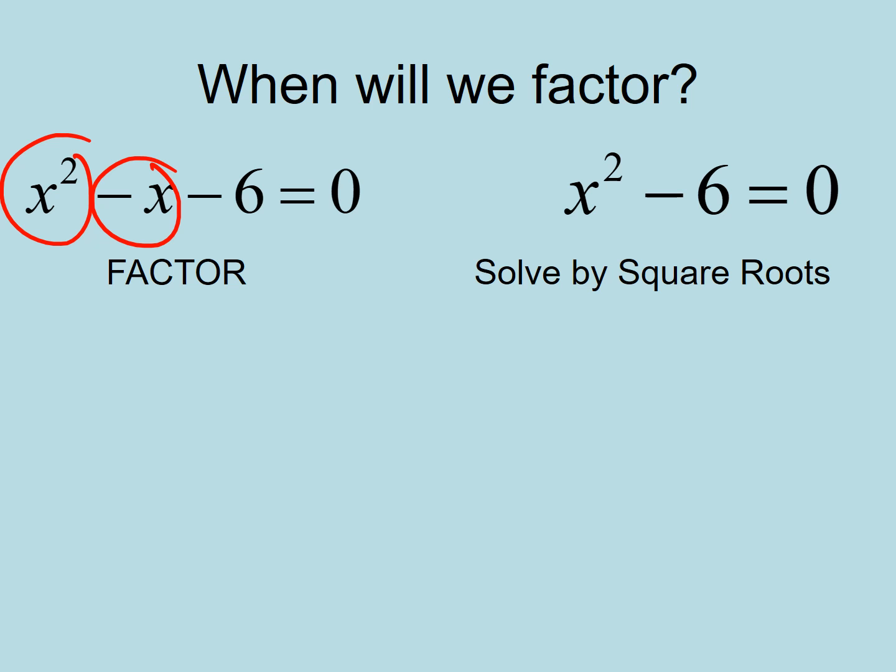That means that we're going to have to factor, because there's no way that we can isolate just the x and solve, or just the x squared and solve. There's no way that we can do that. So we would have to solve this one by factoring.